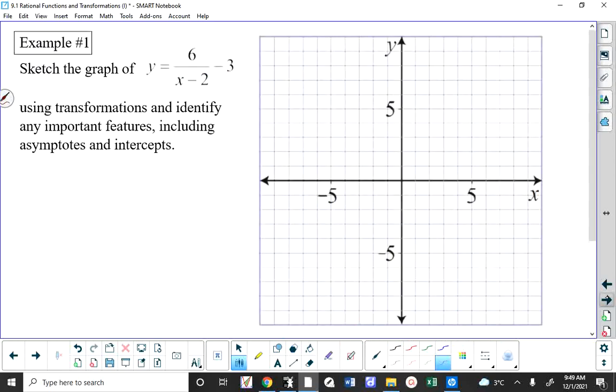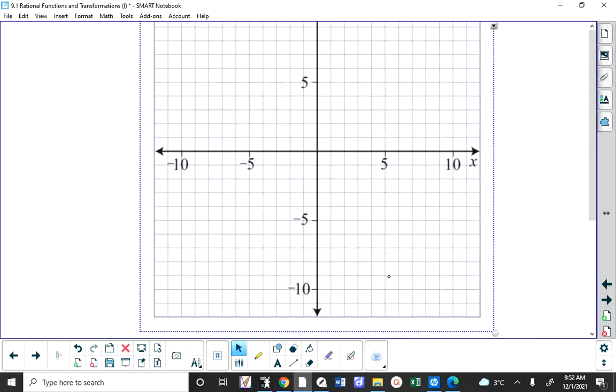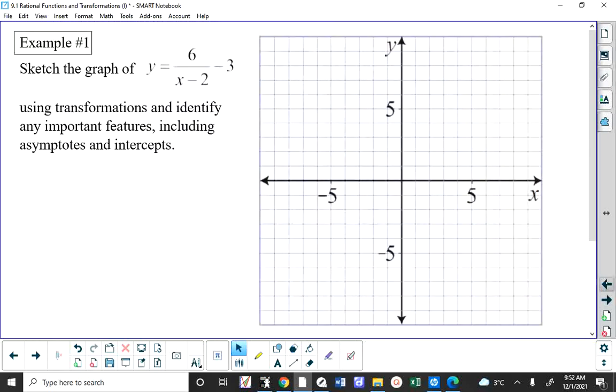Sketch the graph of y equals 6 over x minus 2 and then minus 3. So we need to sketch the graph of y equals 6 over x minus 2 and then minus 3. You should see this as a variation or a transformation of 1 over x.